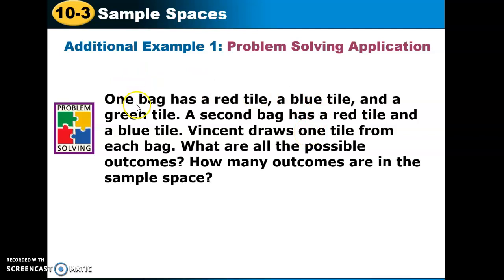So this is saying one bag has a red tile, a blue tile, and a green tile. So that's one bag. And then another bag has a red tile and a blue tile. Vincent is going to draw one tile from each bag. What are the possible outcomes? We want all of the possible outcomes. And how many outcomes are there in the sample space?